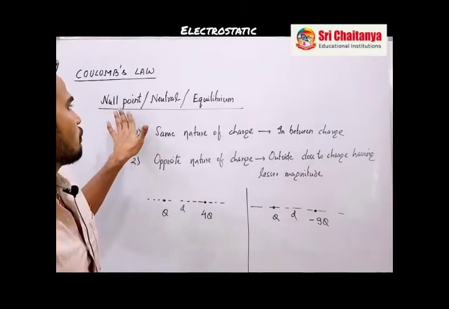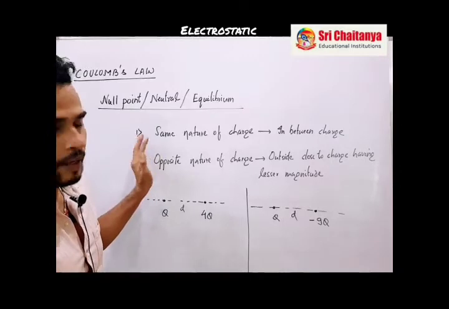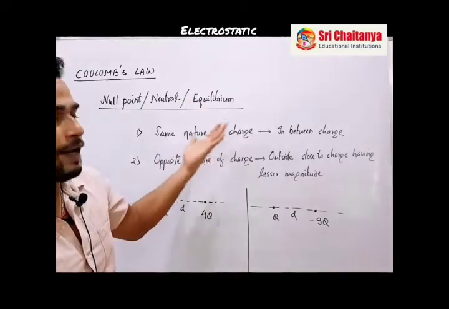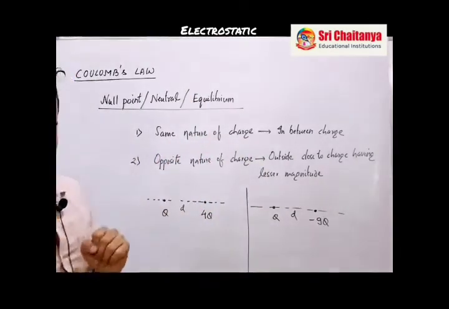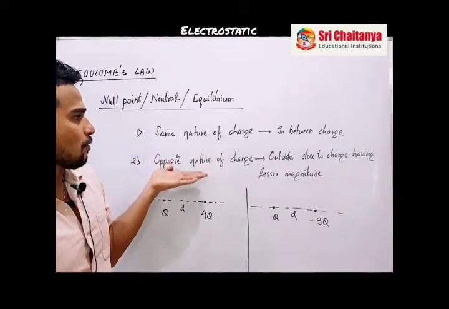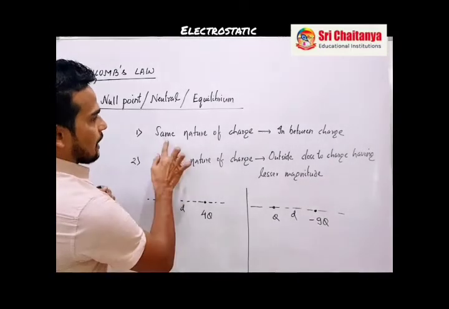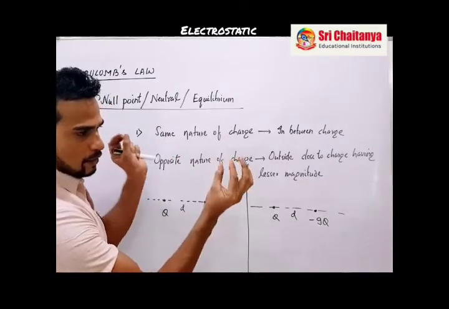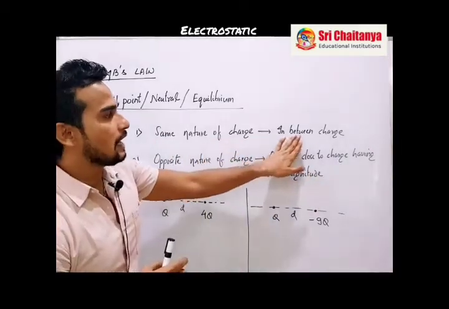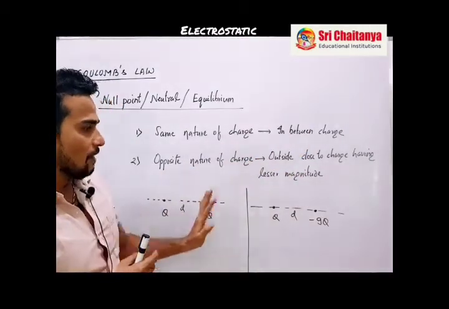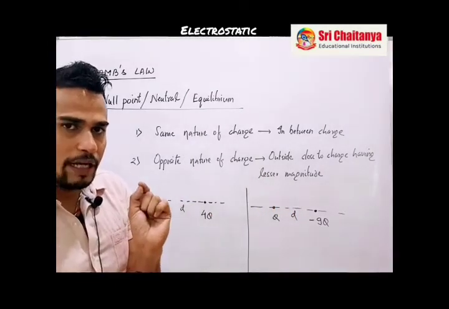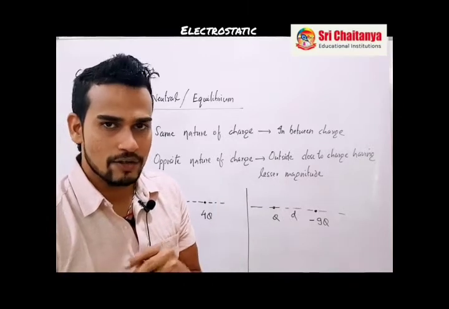Sometimes they will ask you to find the location of the null point. Null point means net force 0. Find the location of the neutral point, same as null point, net force 0. Find the point of equilibrium, again net force will be 0. So you have to find that thing, and for that one method is there. If charges are of the same nature, like plus q and 4q, or plus q and plus q, then the null point will exist between the charges. With the help of an example, I will tell you how to find the exact location. But first you must know whether it will exist between the charges or outside the charges.